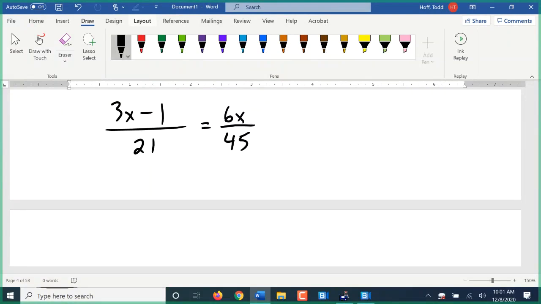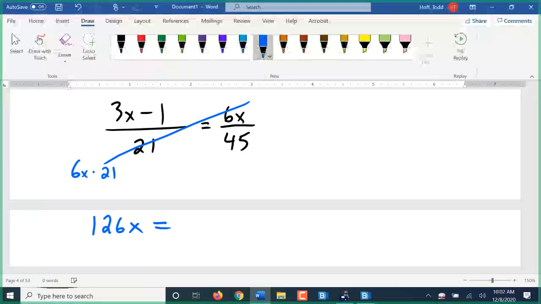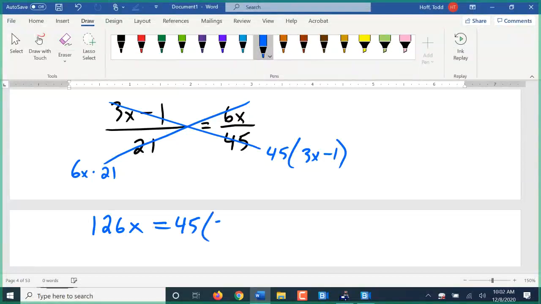Or we could have a system like this. The variable appears twice, but it's not going to give us an x squared. Still, we would end up cross multiplying. In this direction, we have 6x times 21. Well, 6 times 21 is 126x. Equals, going in this direction, 45 times the 3x minus 1. I'm just going to put that in there, 45 times 3x minus 1.